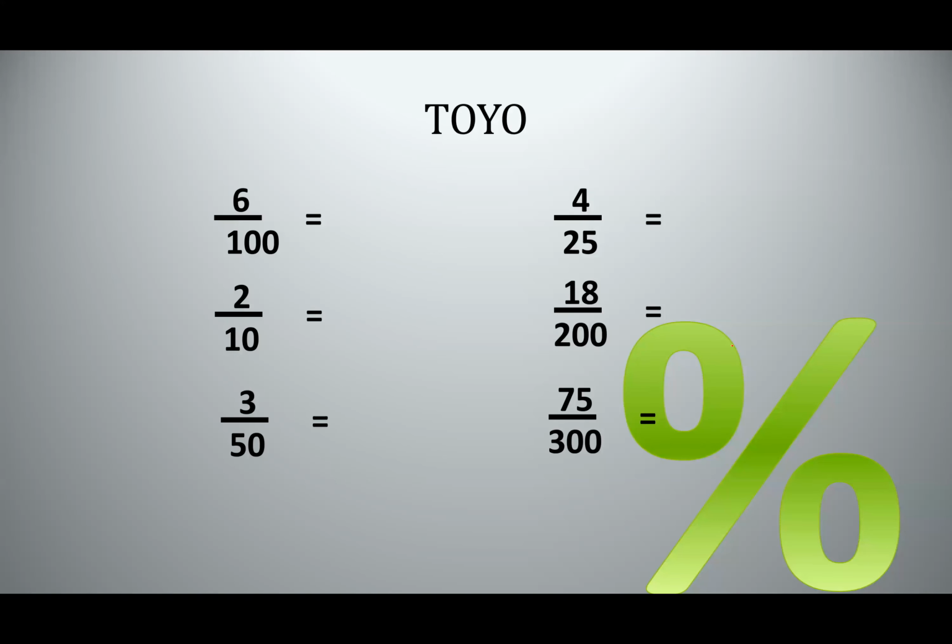6 100ths as a percentage. Cecilia. 6%. Nice job. Let's see. What do you guys have next? 4 25ths as a percentage. Morgan. Great job. 16%. Did you use method 1 or method 2 on that one?